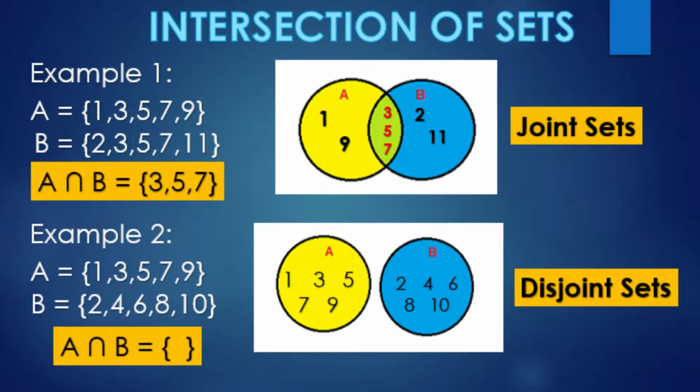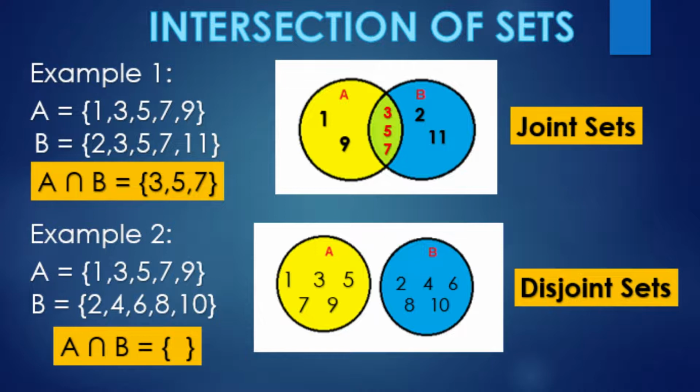Okay, so another example. Similar to example 1, the intersection of sets: set A and set B have an intersection with the elements 3, 5, and 7. So these two sets are also called joint sets, joint in the sense that they have common elements.